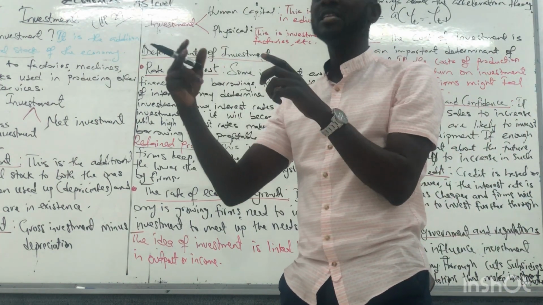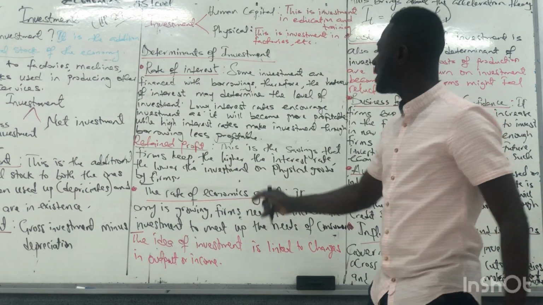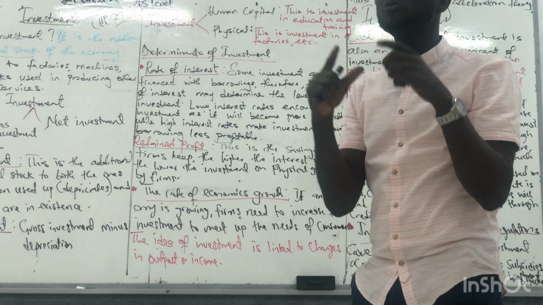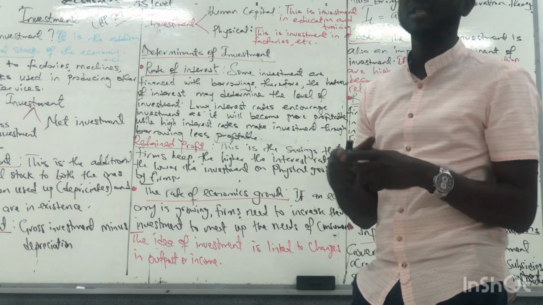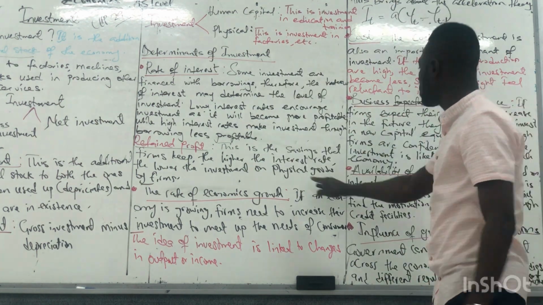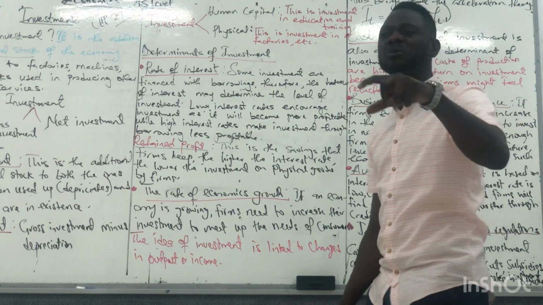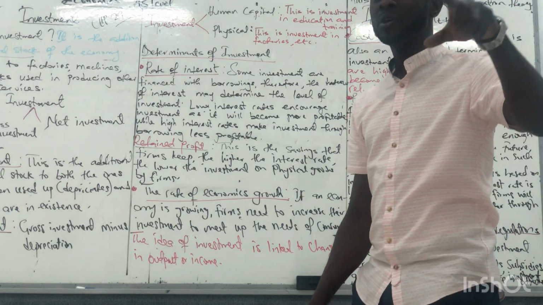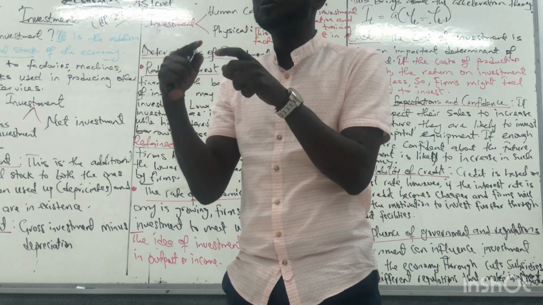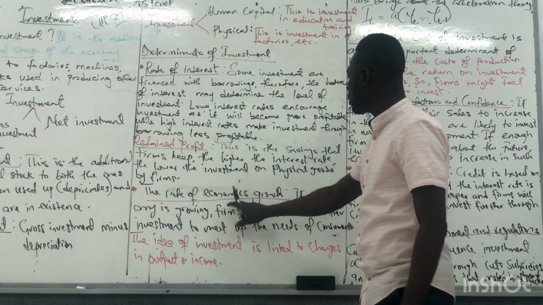So in the course of saving it, what determines whether you save it or not? It's the interest rate. If the interest rate is high, your retained profit will be saved and you earn more interest. So this will encourage you not to invest in physical goods, but rather to save more. So firms will not invest more because the interest rate is high, and they will enjoy the benefit of savings at that point. The third one, the rate of economic growth.